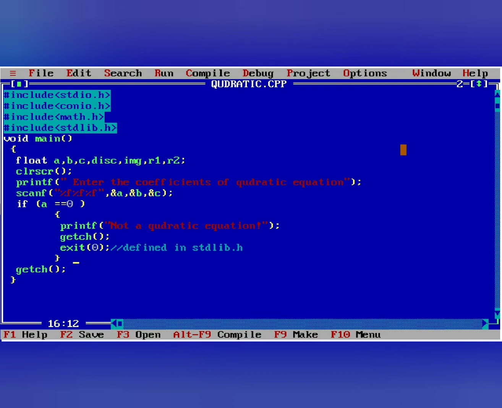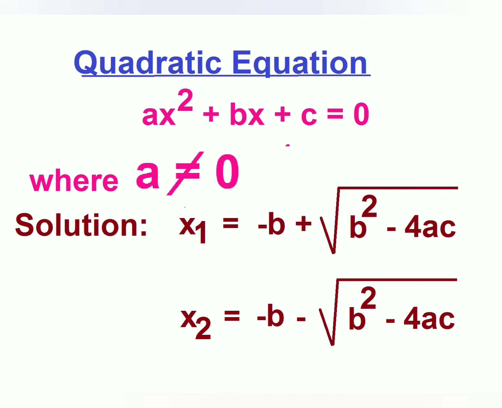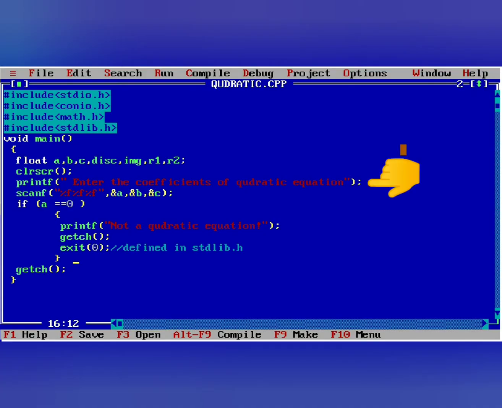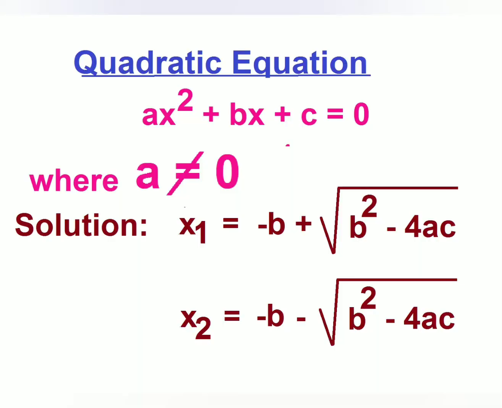The clrscr function is used to clear the output screen. The form of a quadratic equation is ax square plus bx plus c equal to 0, where a, b and c are the coefficients. Then we ask to enter the coefficients of the quadratic equation, which are stored in a, b and c respectively. As we know that for a quadratic equation, a should not be equal to 0.